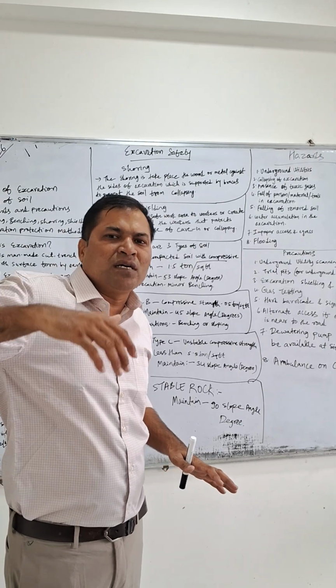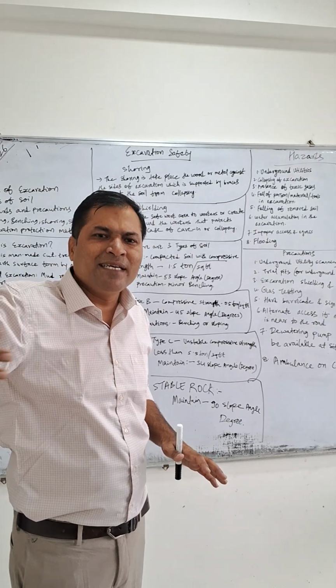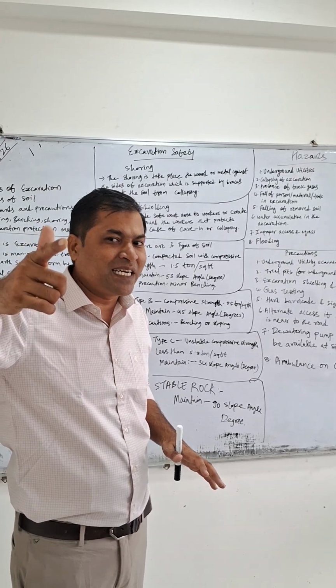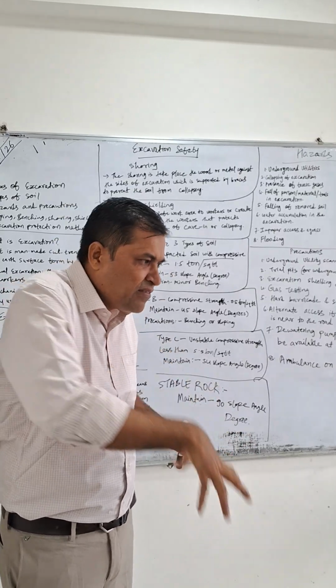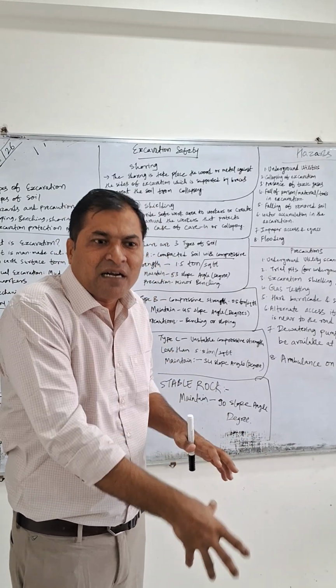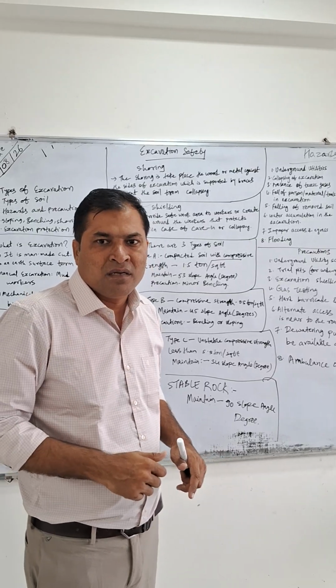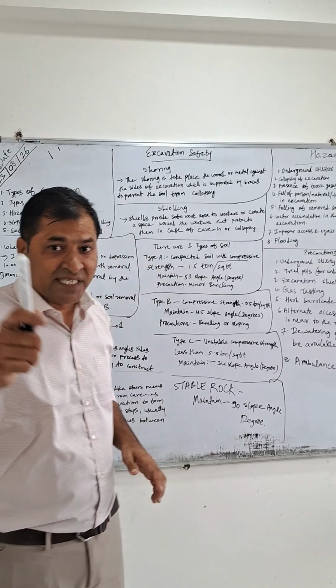Or you can call someone for third party inspection. TPI is very important. Third party inspection. You can call that special person. They will come and check the compressive strength of the same soil. That is very important for the excavation point.